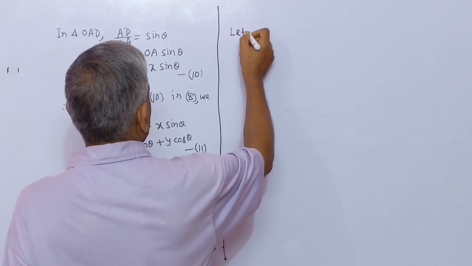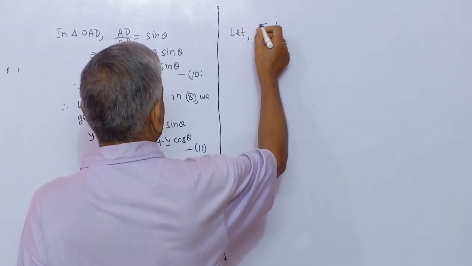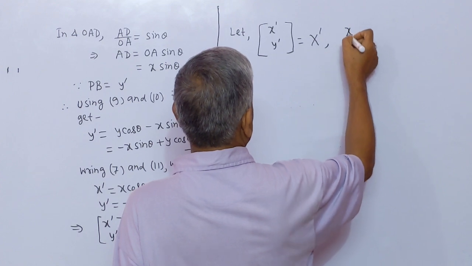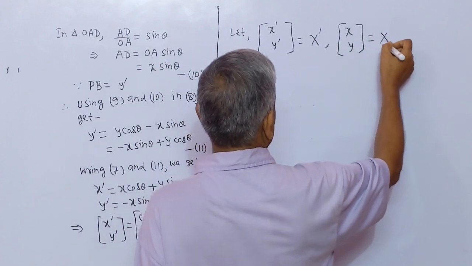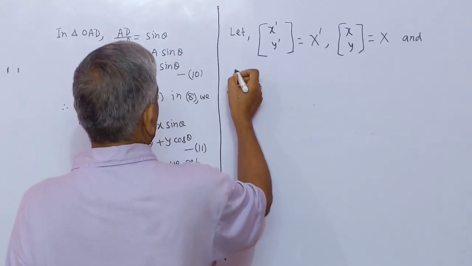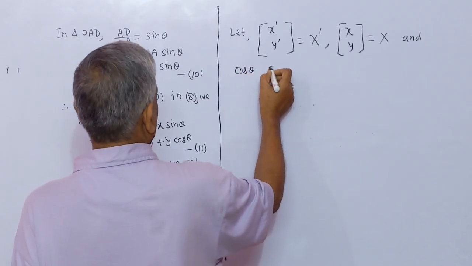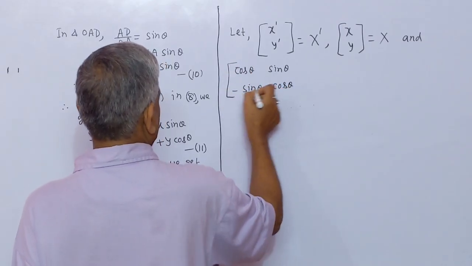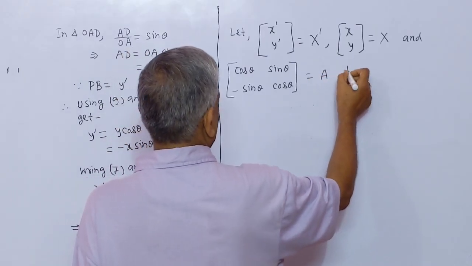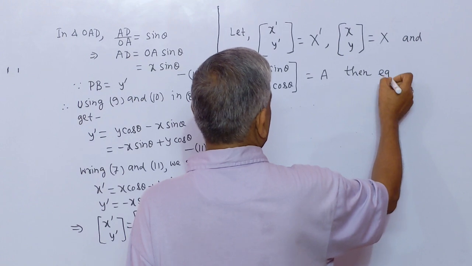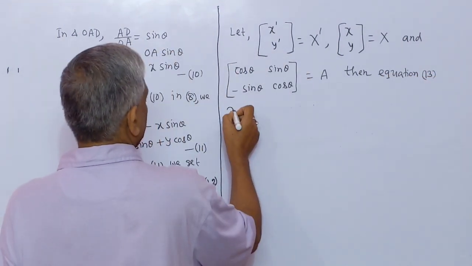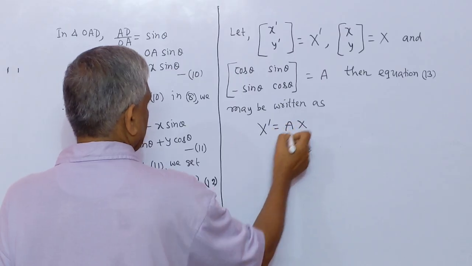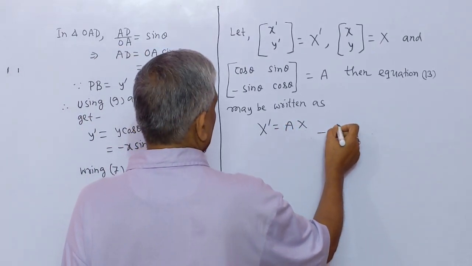Let the column matrix x prime y prime equal capital X prime, column matrix x y equal capital X, and the square matrix cos theta sin theta minus sin theta cos theta equal A. Then equation 13 may be written as capital X prime equal to AX. This is number 14.